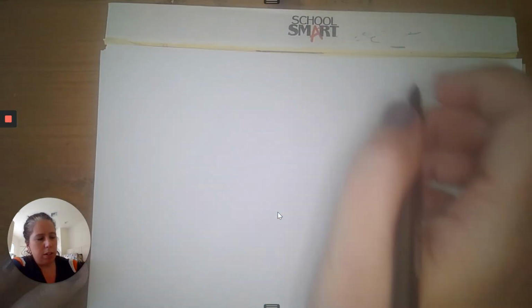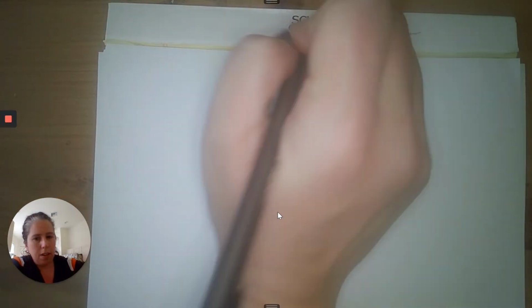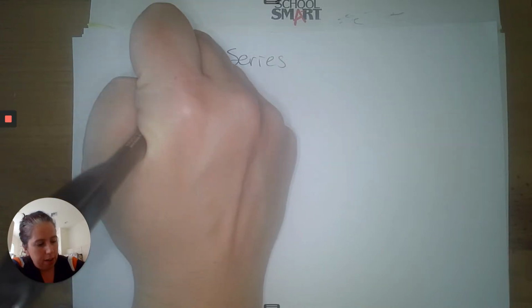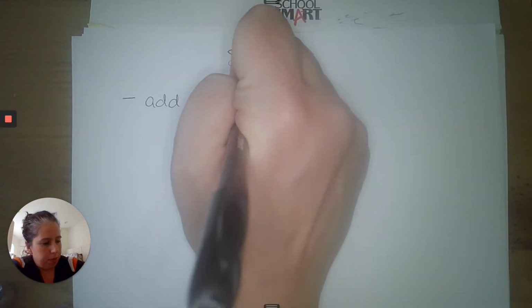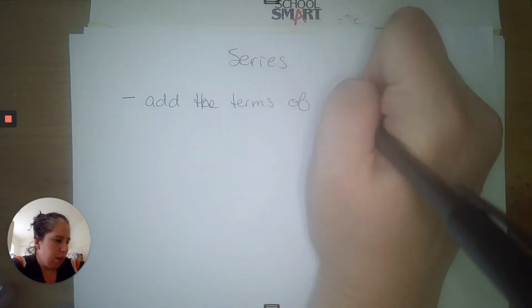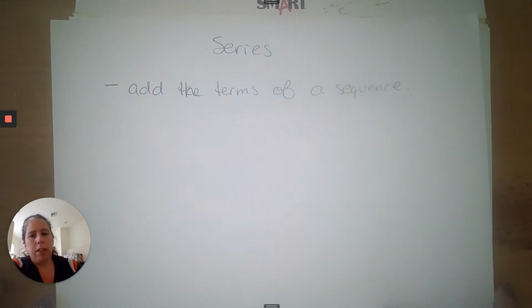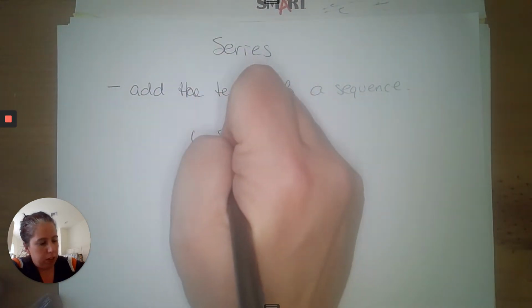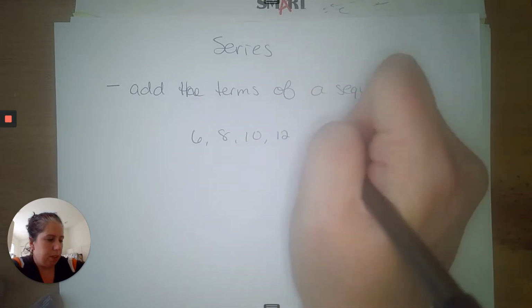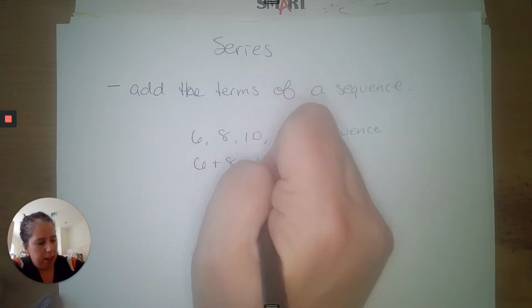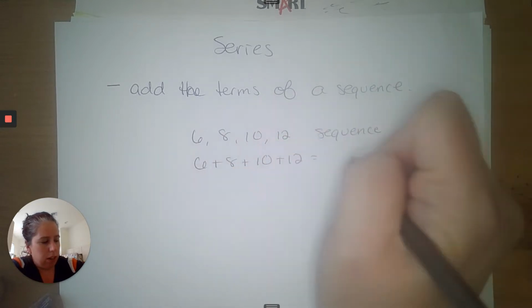All right, so here's what we're going to do. Let's do it this way. We're going to do series. Okay, so guys, we've been doing sequences. We're going to do series. What you're going to do is add the terms of a sequence. Before, I would have given you 6, 8, 10, 12, right? That's the sequence. In a series, it's going to actually ask you to add the answers together. Okay, that's a series.